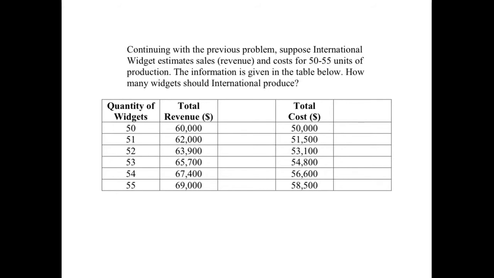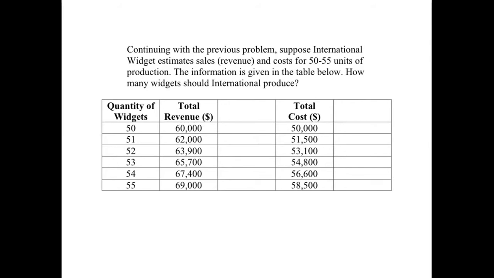In this video, we want to continue with the previous problem. Suppose International Widget estimates its sales and costs for the 50th through the 55th unit of production. That information is given in our table here, total revenue and total cost. And from this information, we want to know how many widgets should International produce. What is the optimal number of widgets?